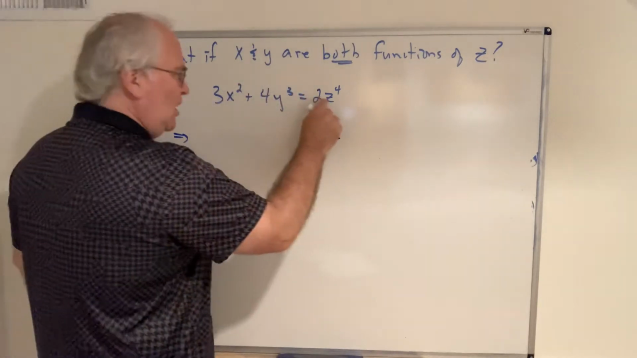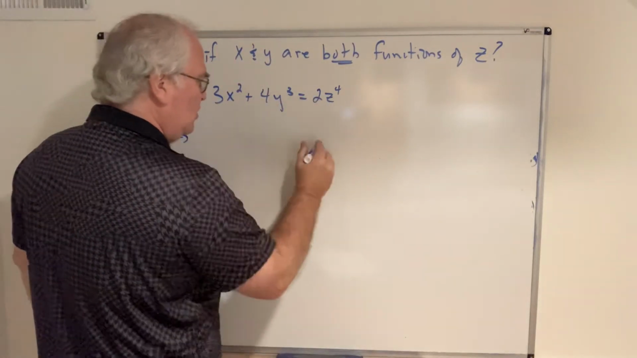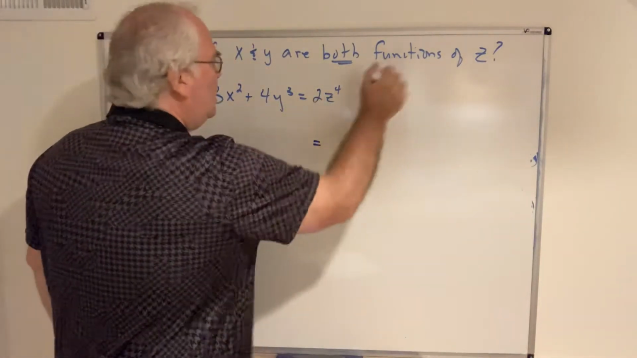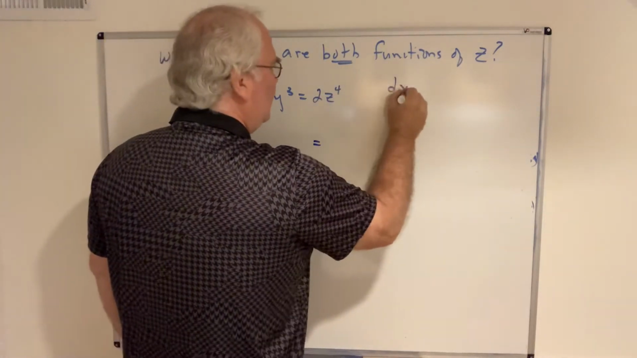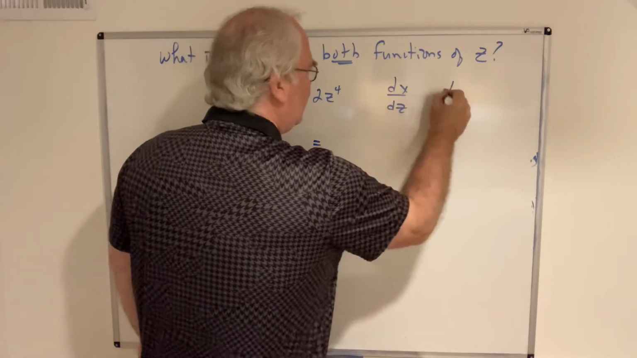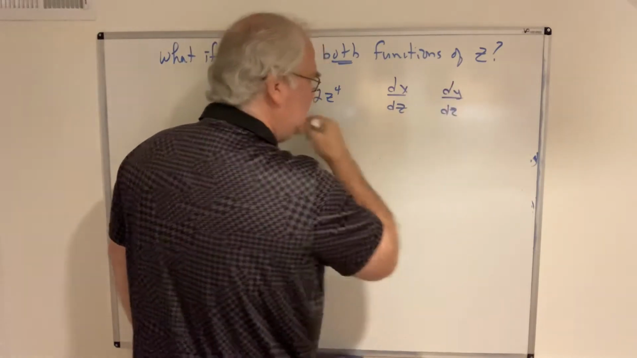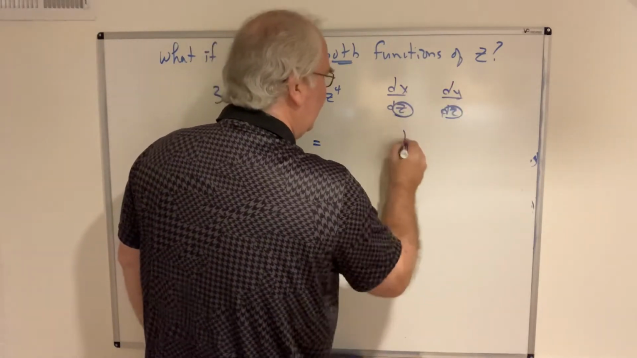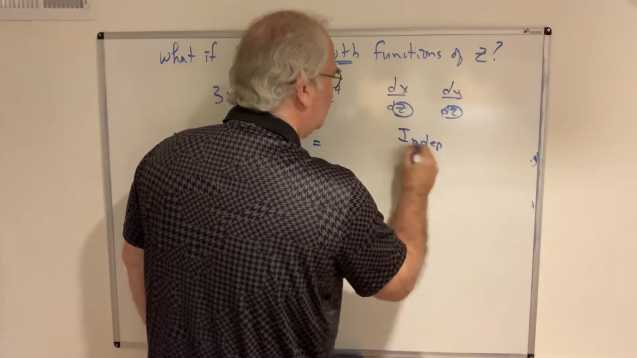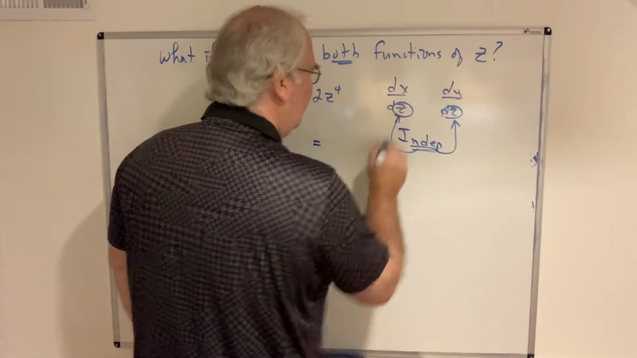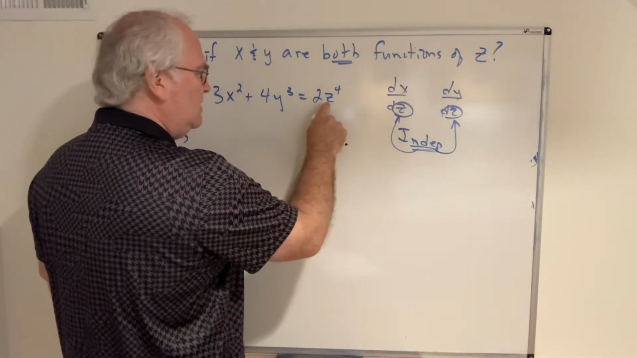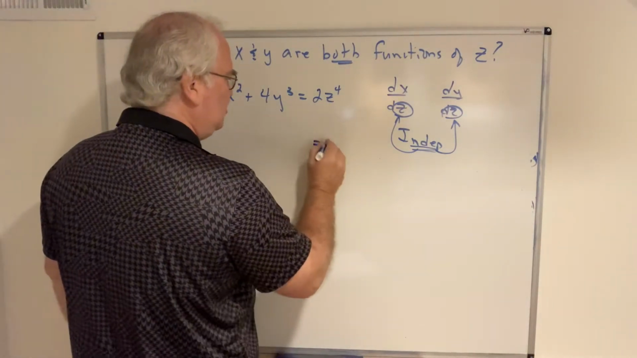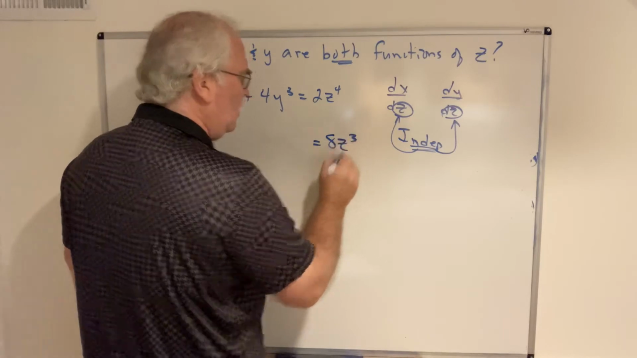Now, here's the way this works. If a term involves only z, then the derivative is as usual. So we want to find dx/dz and dy/dz. Z is the independent variable, right? And so if it only involves z, then the derivative is as usual. This is 8z to the third on the right-hand side.